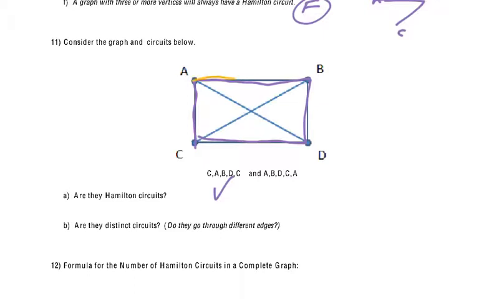A, B, D, C, A. That is also a Hamilton circuit. Goes through each vertex exactly once. Are they distinct circuits? Do they go through different edges? That we would answer by saying no, they went through the exact same edges. So it's not a distinct circuit.